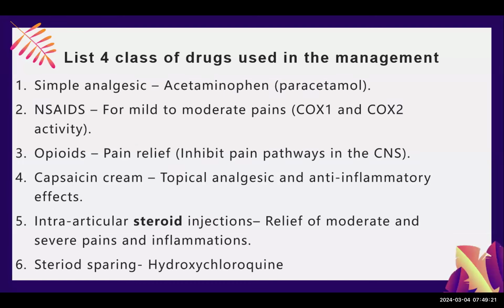These are the 4 classes of drugs used in the management. We could use simple analgesics, in the context of paracetamol, NSAIDs, opioids, capsaicin cream, and then the other ones listed below.